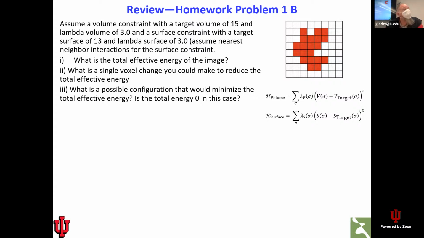50 years later. Okay. So then it says, is there a possible configuration that would minimize the total effective energy? And is the total effective energy 0? And that was a little bit of a trick. And I don't remember the answer in this particular case. In other words, is there some way of arranging 15 voxels so that the total perimeter is 13 or less? If there is, then you can have a total energy of 0. If not, you're stuck.